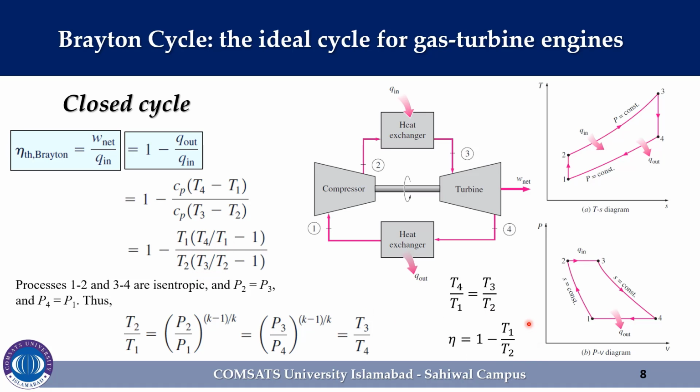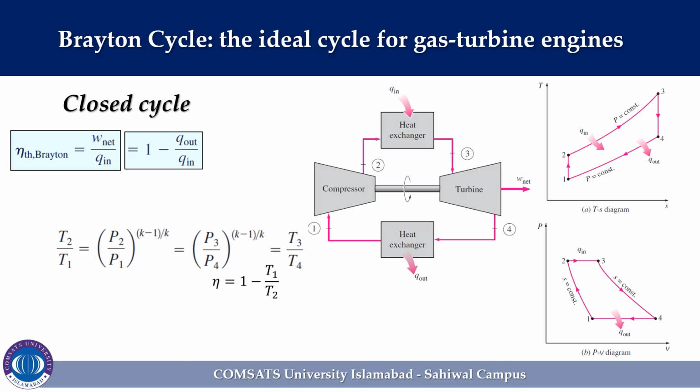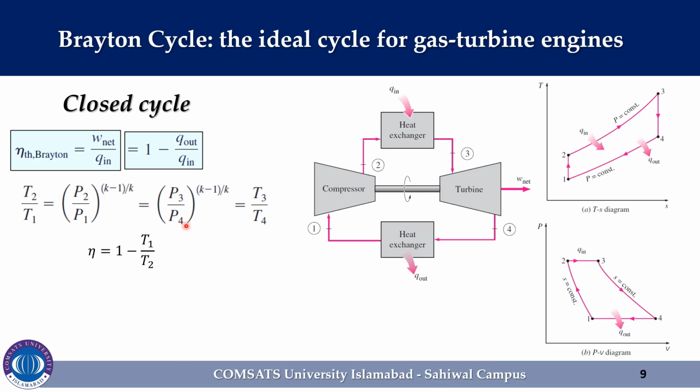Substituting the temperature-pressure relation into the thermal efficiency relation, and after simplifying, the expression for thermal efficiency can be written as 1 minus 1 over Rp to the power (K minus 1) over K. Here Rp is the pressure ratio and K is the specific heat ratio. The Rp can be expressed as P2 over P1.